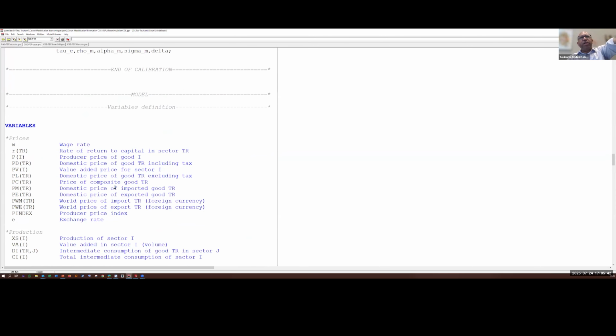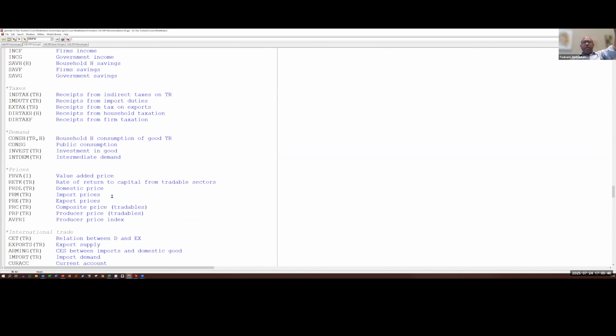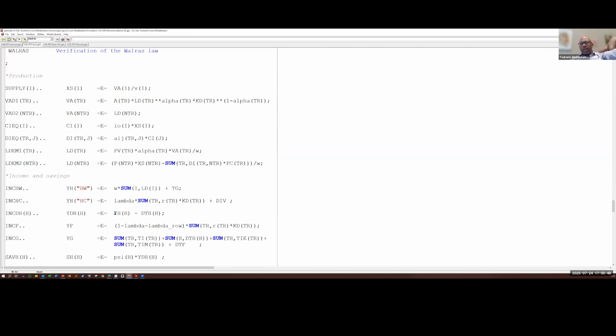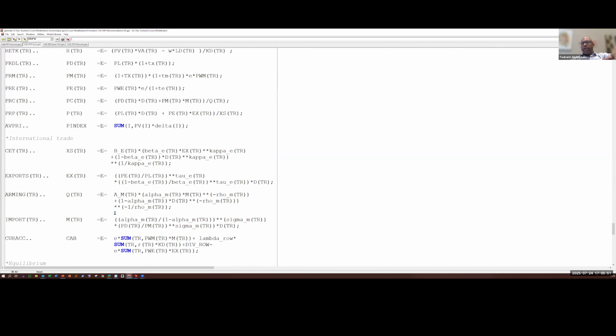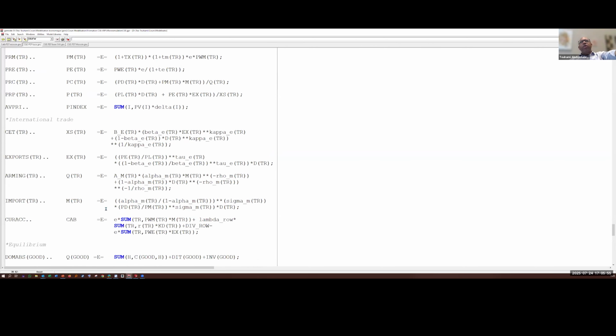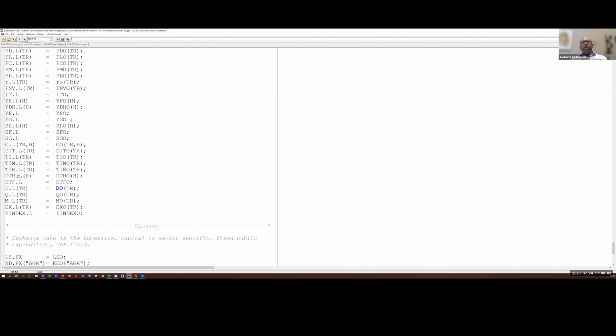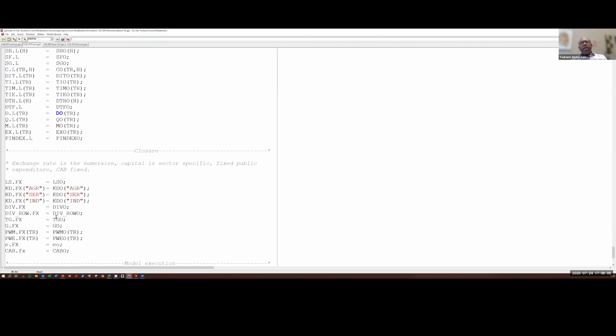And here is the calibration of the model. Here we have the variables. Here we have the equations of the model. The model is what Shahir presented yesterday. Particularly, he spoke about Armington, export, CET, and so on, and the equilibrium conditions. And here we can introduce our simulation. We can see which simulation we have to introduce.